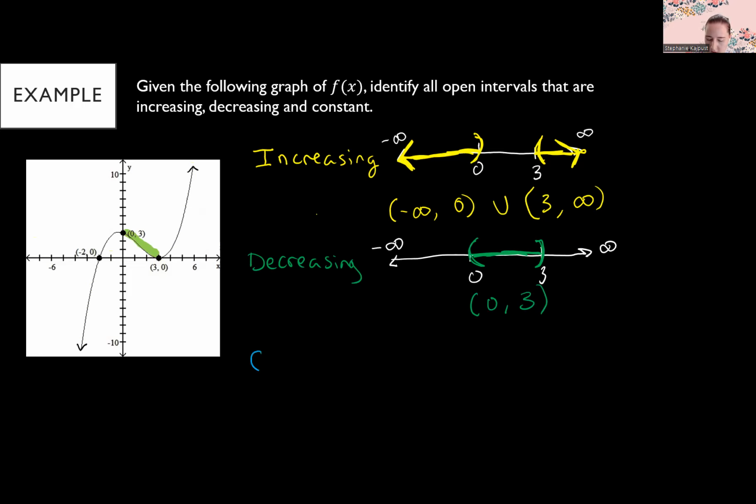And then last is constant, and that's where it's flat, and we don't have any flat spots. So we say none. There's no spot where it is clearly flat, not going anywhere, other than there might be a little tiny thing right there, but we're going to assume that it's not, because when we give you these types of problems, we make sure that we give you problems where it's pretty obvious where it's going flat.